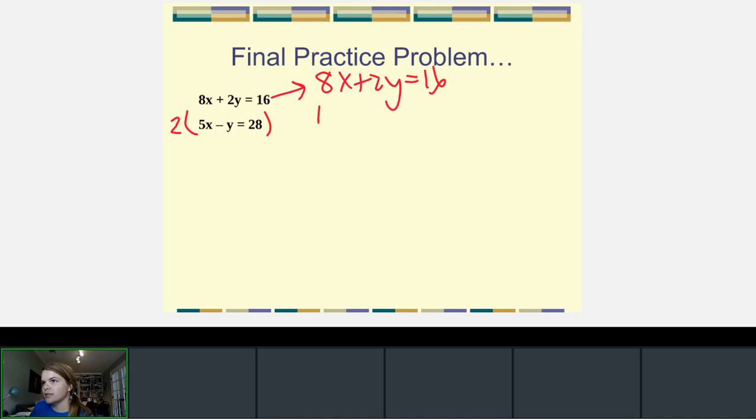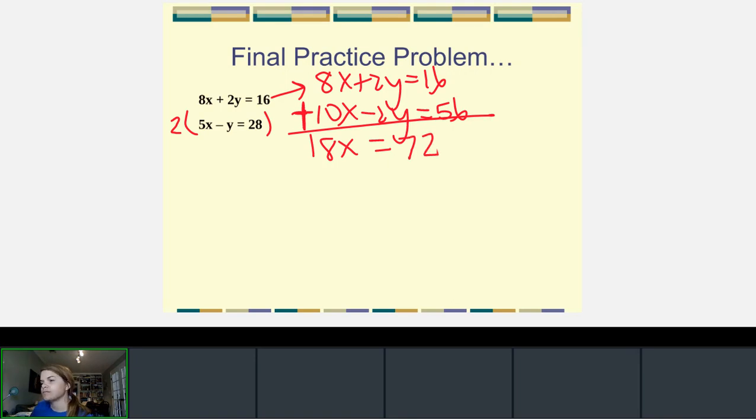2 times 5x is going to be 10x. 2 times negative 1y is going to be negative 2y. And 2 times 28 is going to be 56. So now we can add these together. We get 18x equals, let's see, that's going to be 72. Divide by 18. So x is going to be 4.